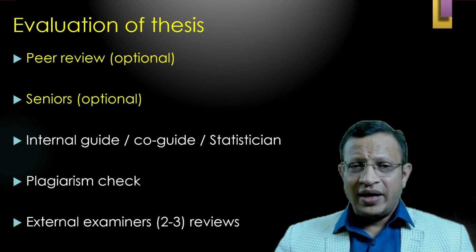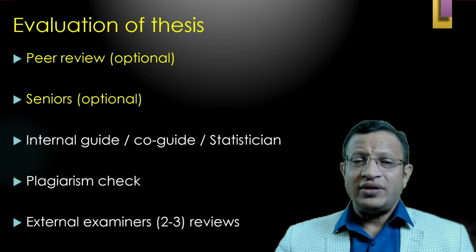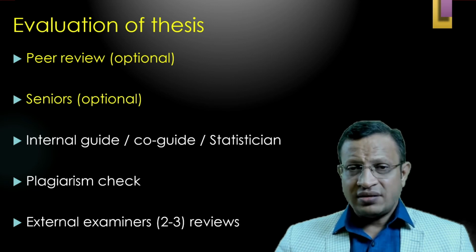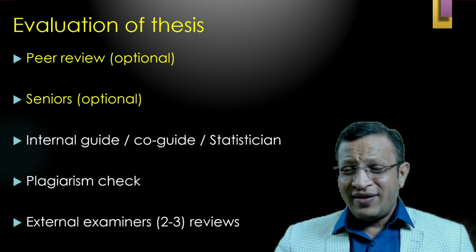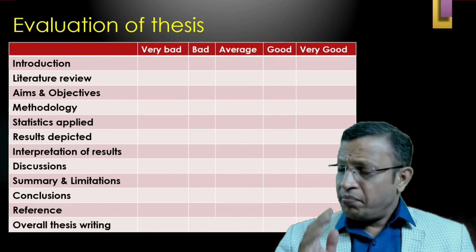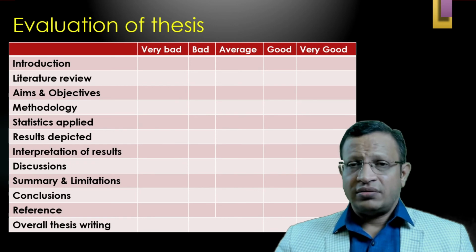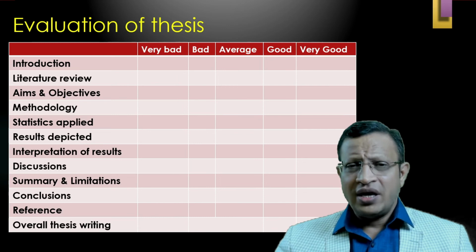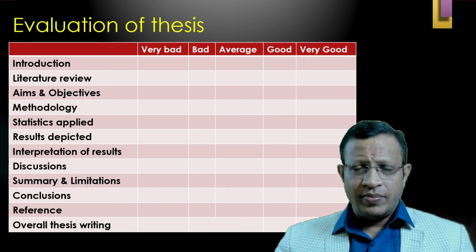Before submission, do the plagiarism check. Once that is done, your thesis will be sent to the external examiners. Many universities consider 2 examiners and some maybe 3. Once the examiners look at your thesis, they will evaluate it based upon these criteria: whether your introduction, literature review, aims and objectives are very bad, average, good, very good. Many a time it may be marking 0, 1, 2, 3, 4. On that basis, the evaluation will be done.